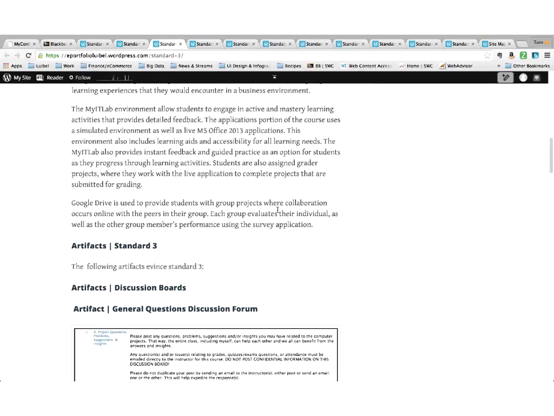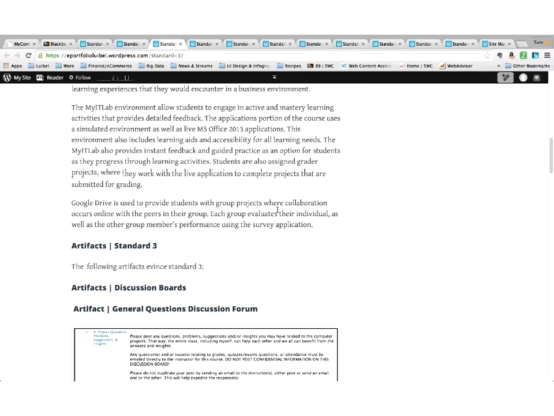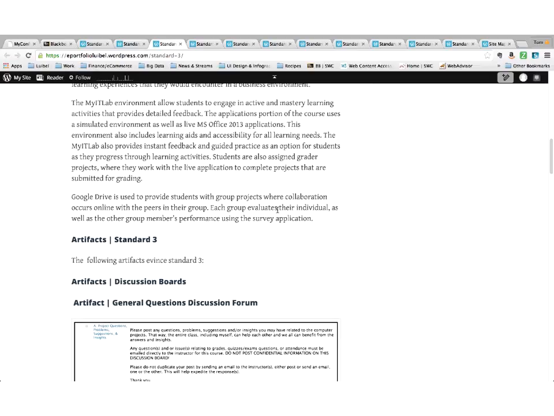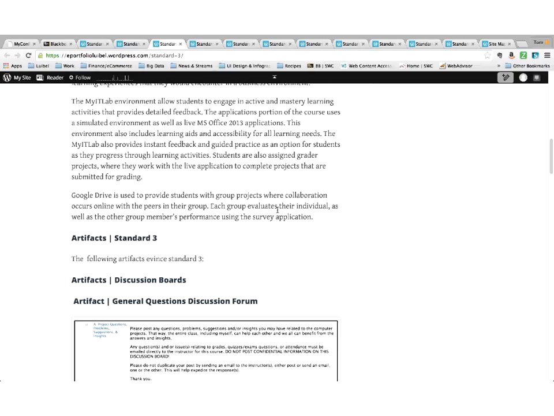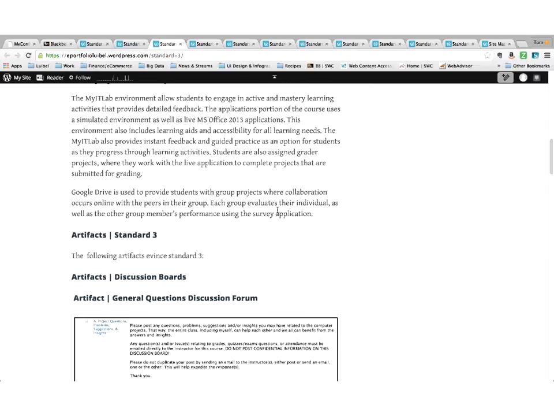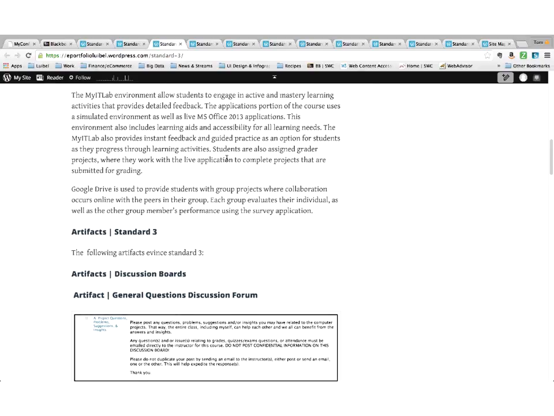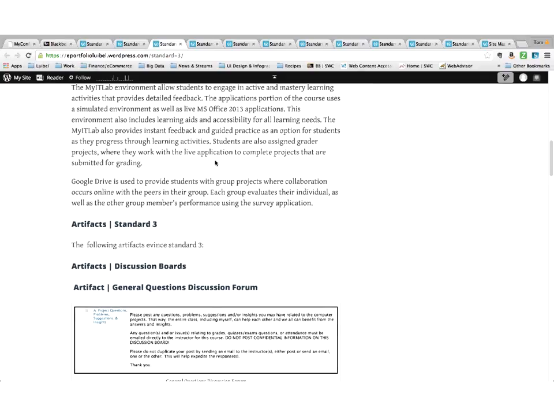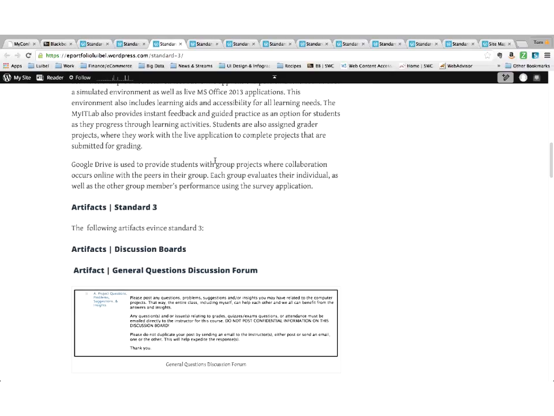The applications portion of this course uses Microsoft Office. You also have to use the live application as well as the simulation. This environment includes learning aids and accessibilities for all learning needs. MyIT Lab also provides instant feedback and guided practice as an option for students as they progress through the learning activities. Students are also assigned grader projects where they work with live applications to complete projects that are submitted for grading.